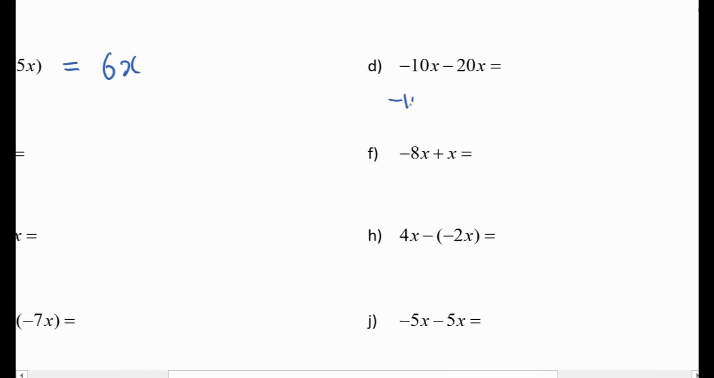Okay, negative 10 minus 20. So everyone, a lot of students get confused with this. So just remember, keep, change. Keep the first number, change the middle, and change the second number. Then you have negative 10 minus 20, that is negative 30x.